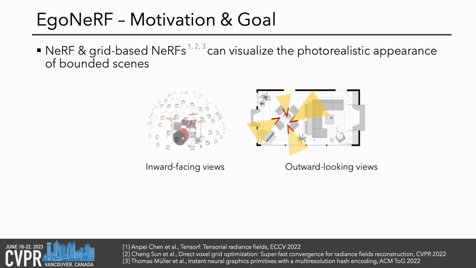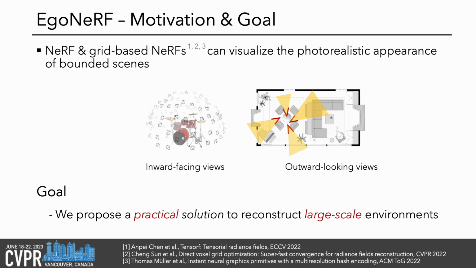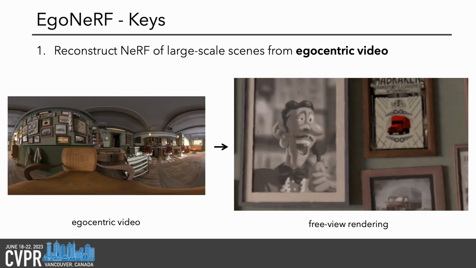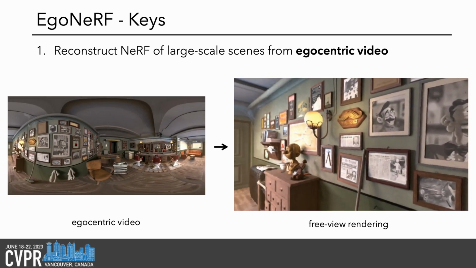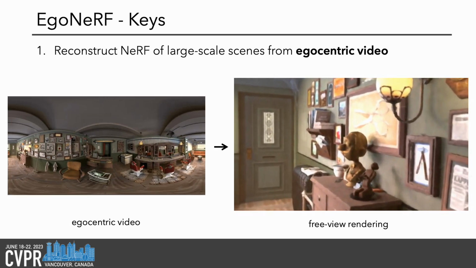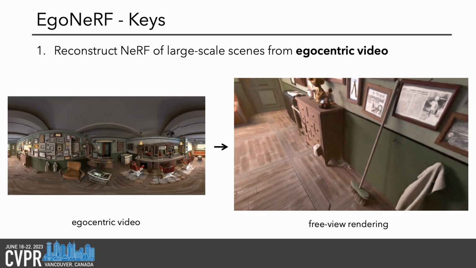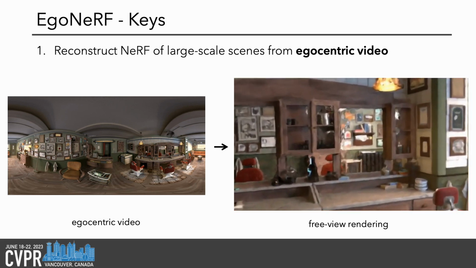Neural Radiance field has demonstrated its incredible performance on visualizing a bounded scene. In this work, we propose a practical solution to reconstruct large-scale environments while taking advantage of the vast speed of recent advances. In short, EgoNeRF adopts an efficient and practical capturing setup to reconstruct large-scale scenes, which we call egocentric video.